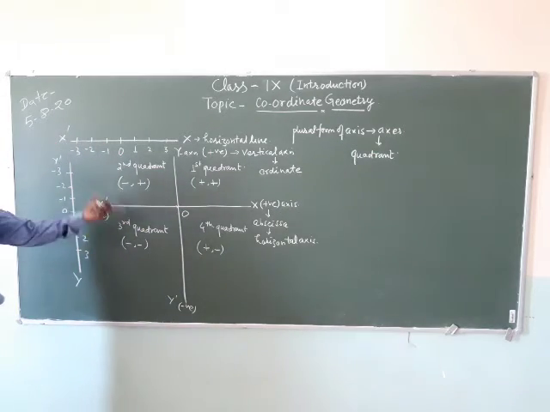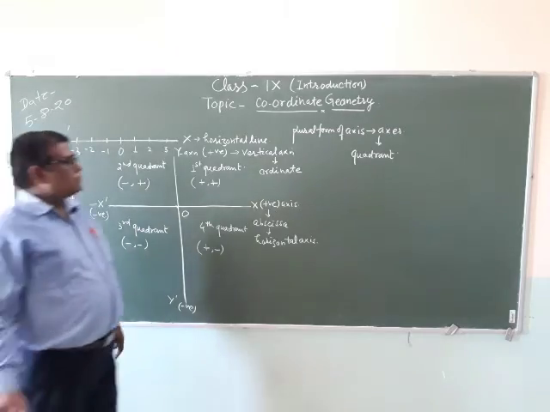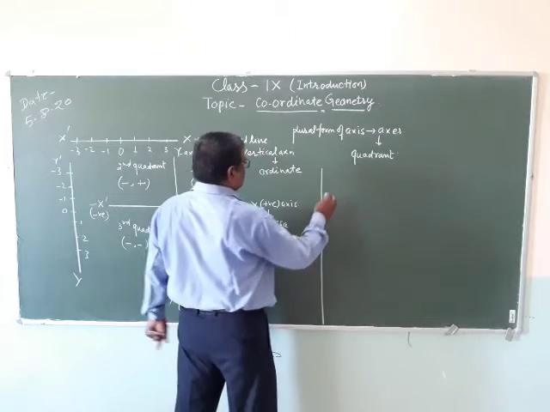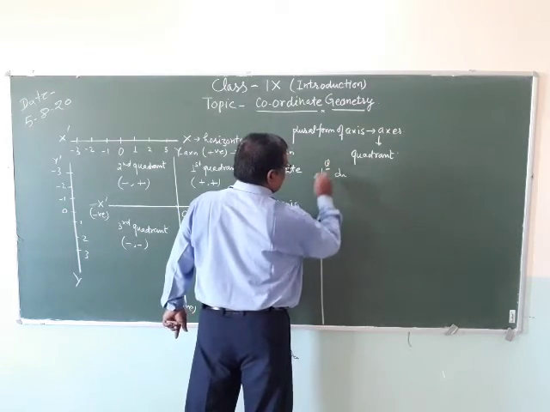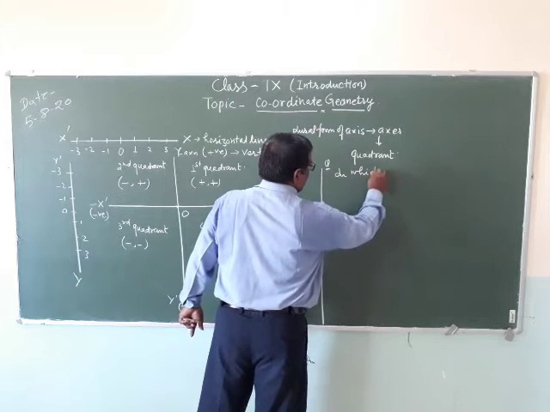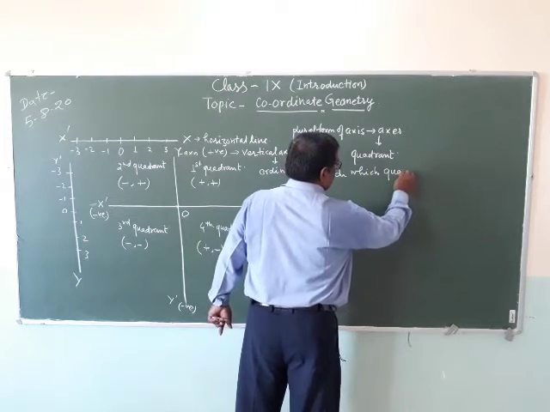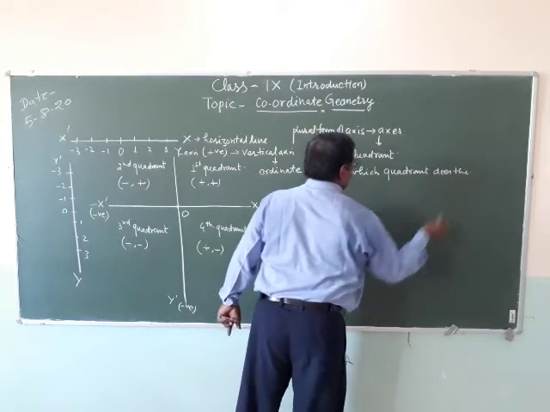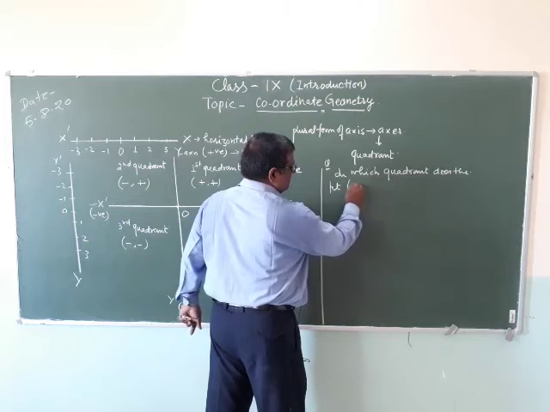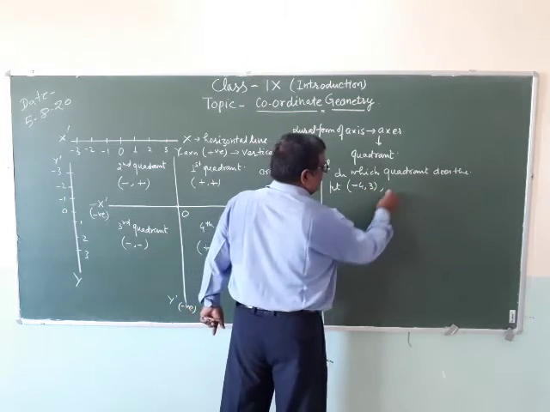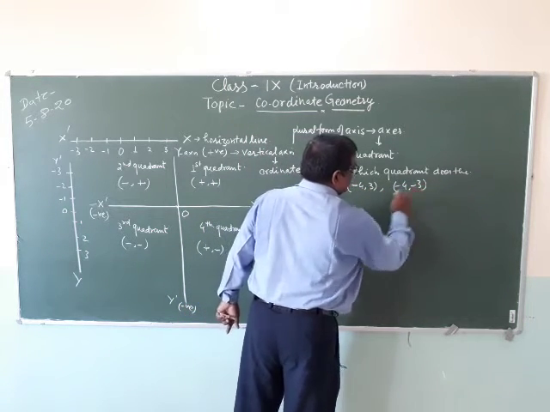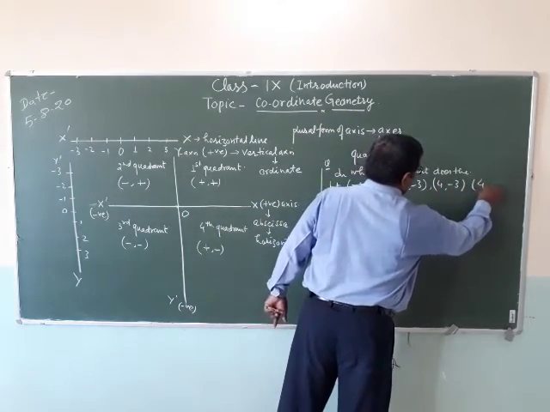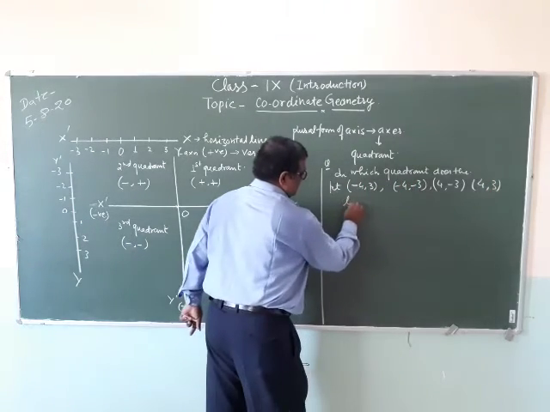Now on this basis some questions arise, that is, in which quadrant do the points (-4, 3), (-4, -3), (4, -3) and (4, 3) lie?